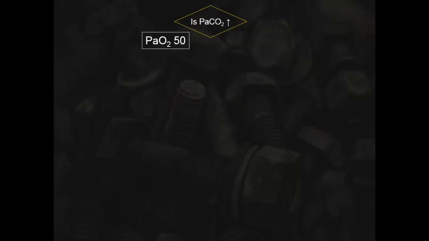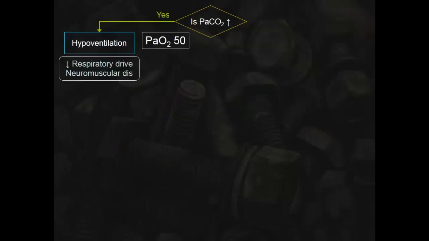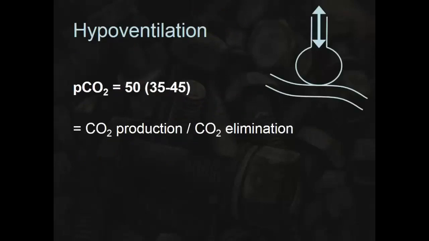So the algorithm goes like this. You start with CO2. Is CO2 high? Is 50 high? Yeah. So there is hypoventilation. And hypoventilation mechanisms are either respiratory drive or neuromuscular disease. And hypoventilation really is determined by CO2 production over CO2 elimination. So you can either have too much CO2 production, somebody is seizing, or you can have low CO2 elimination.